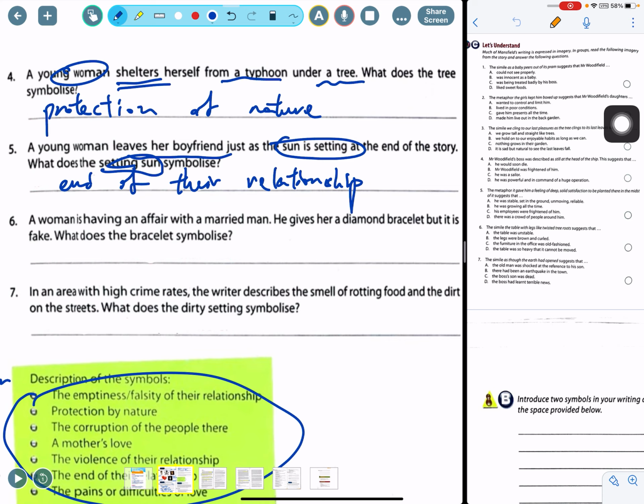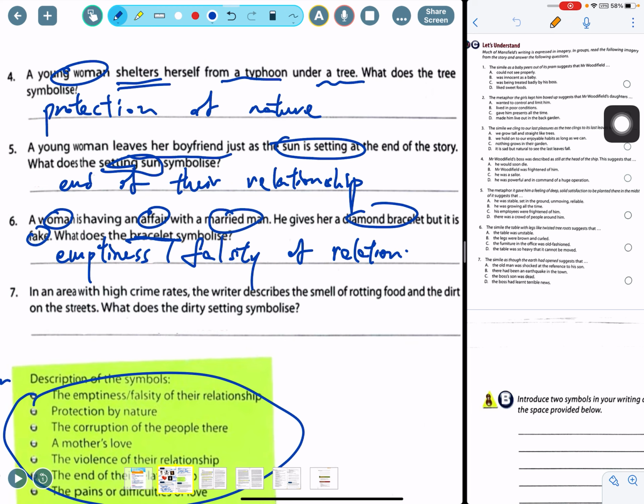Having an affair. A woman, a married man, a diamond bracelet, fake. So why is this bracelet fake? It's obvious. The diamond usually represents eternity, but the fake diamond means that it's fake, it's empty, it's false, right? So it's just the emptiness or falsity of their relationship. Okay, and then the next one.